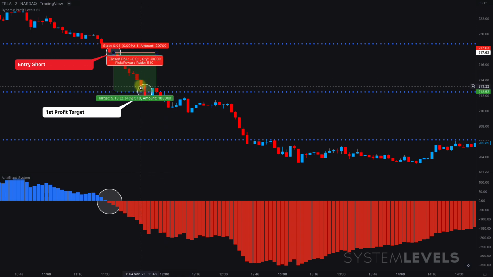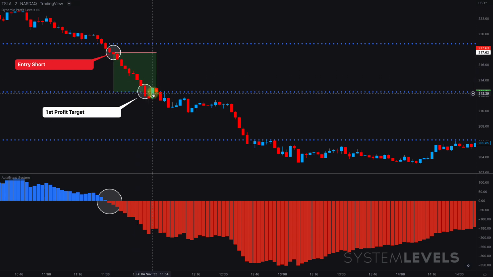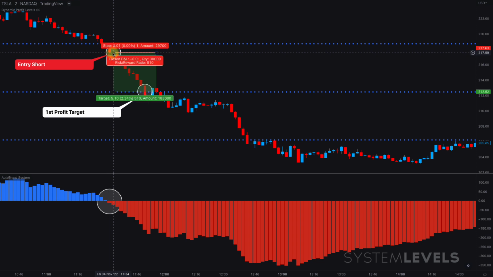We have captured our first profit target here, so we're selling a third or a quarter of our position, or rather we're covering, since we're short, so we're covering a third or a quarter of our position and then bringing the stop loss to break even. So anything that happens after that point is a bonus, right?